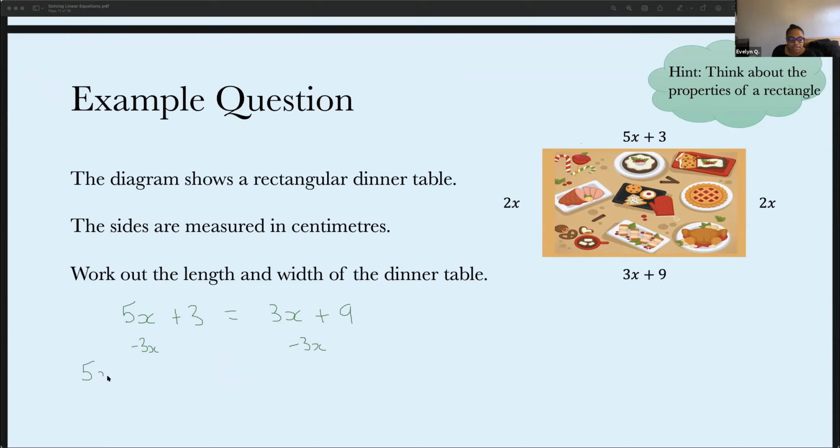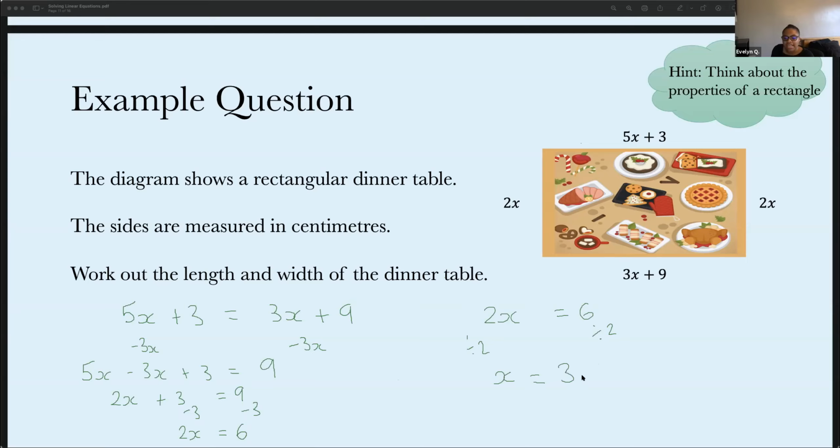So we've got 5x minus 3x plus 3 equals 9. 5x minus 3x gives me 2x. So I've got 2x plus 3 equals 9. And then I'm going to subtract 3 from both sides. So I've got 2x equals 9 minus 3, which is 6. And then if I write it over here, just so you can see my last step, then we're going to divide by 2 on both sides to get x by itself. So x equals 6 divided by 2, which is 3.